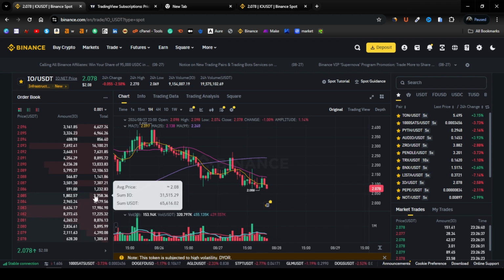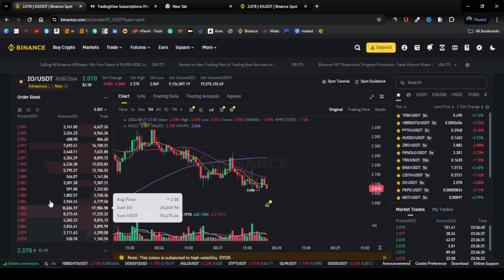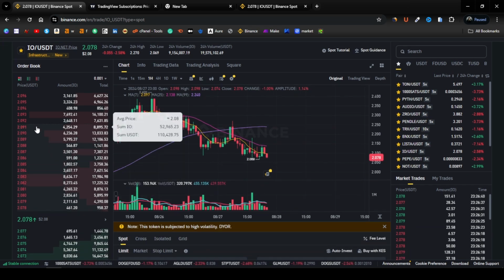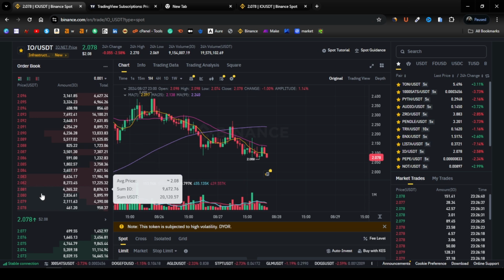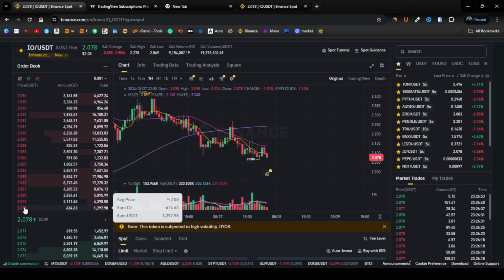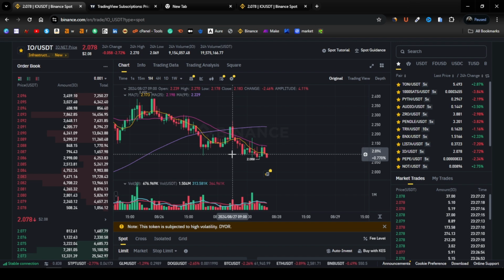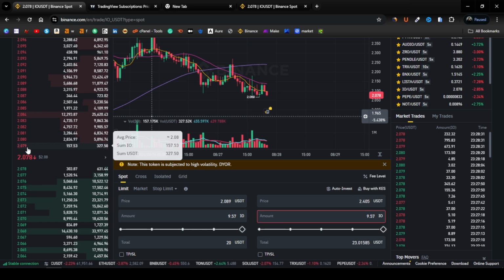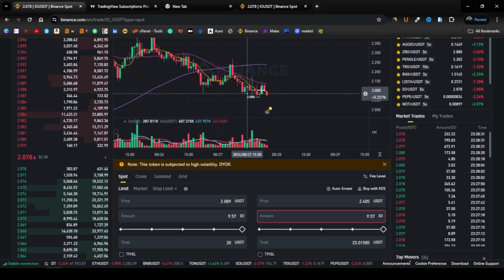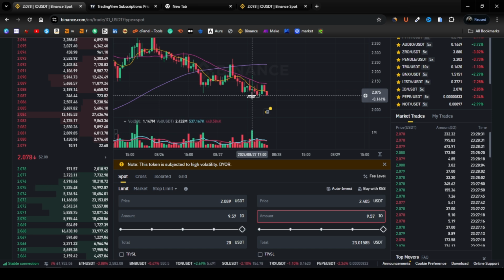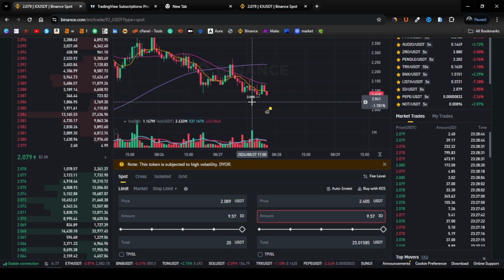Now what you do is if you want to buy a token, you come here on this pane which is called the order book, and this is the price of the person who is selling. You always want to make sure that you're buying the token at the lowest price. Let me see if I can buy this token at 2.079. You can also come here and buy even this token at 2.041.